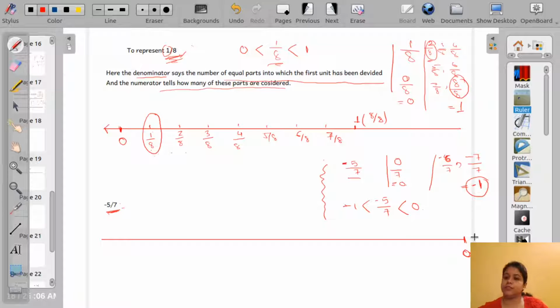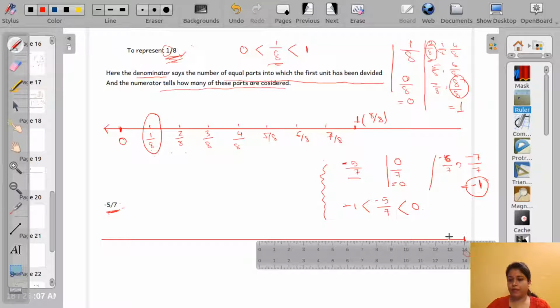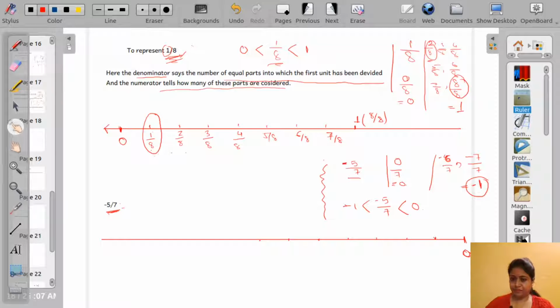Now let us take the ruler, and if this point is 0, then 7 equal parts means we can divide it in 2 centimeters each. 2, 3, 4, 5, 6, 7. Now 0 and this point will be our minus 1. Minus 1 means minus 7 by 7.